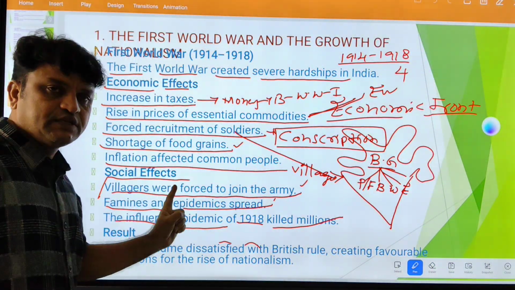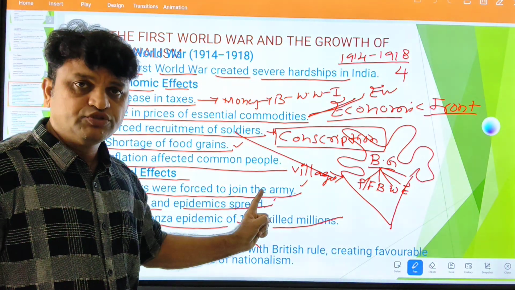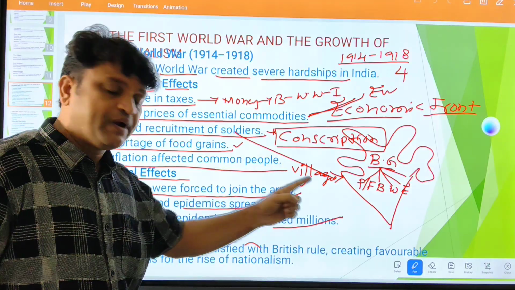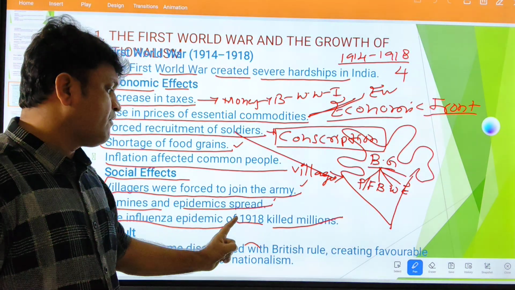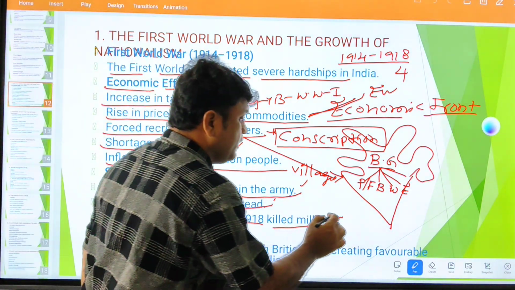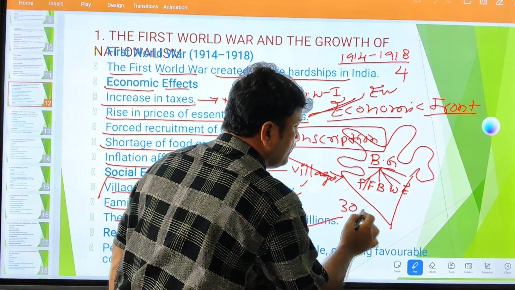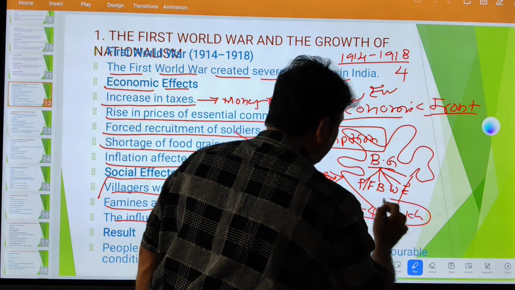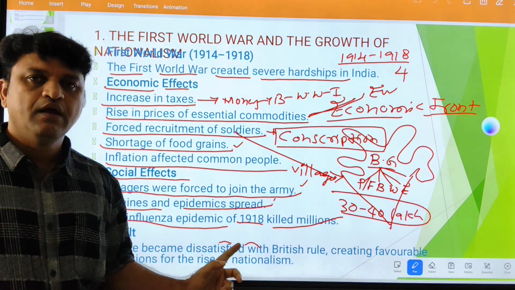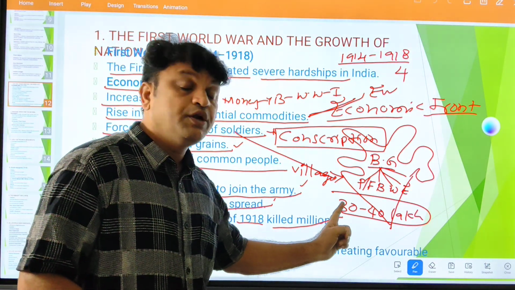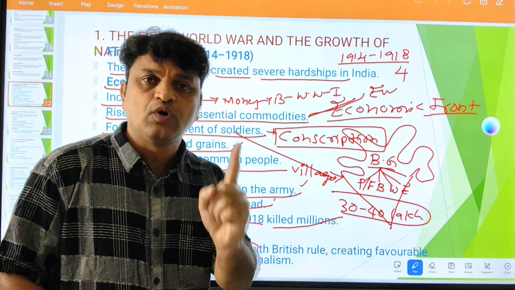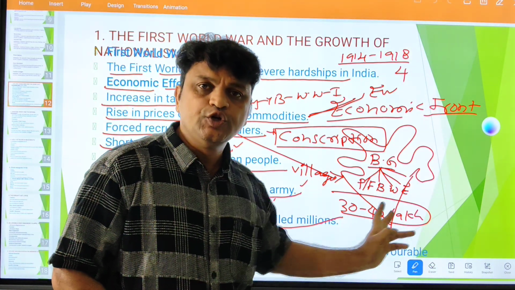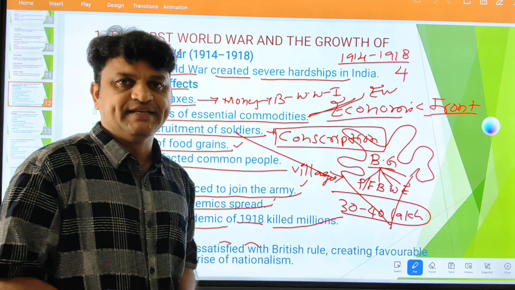Social fact: villagers were forced to join the army. Second, famines and epidemics spread rampantly, and the influenza epidemic of 1918 killed nearly 30 to 40 lakh Indians. It killed nearly 3 to 4 million people. 1 million is equal to 10 lakhs. Nearly 30 to 40 lakh people were killed due to the influenza virus.